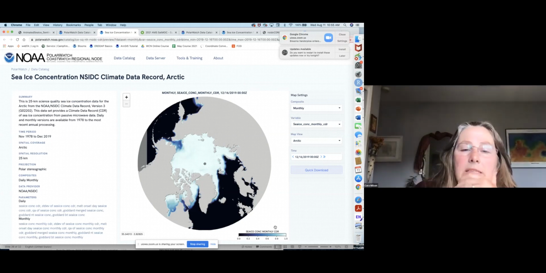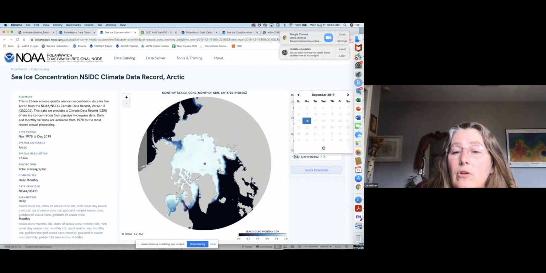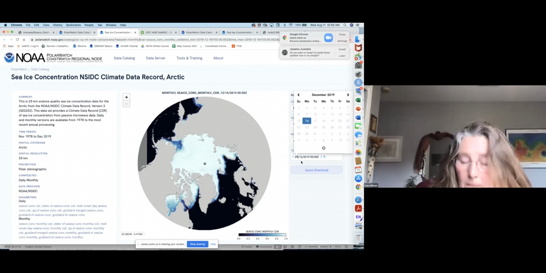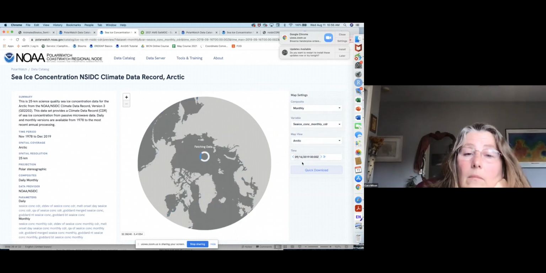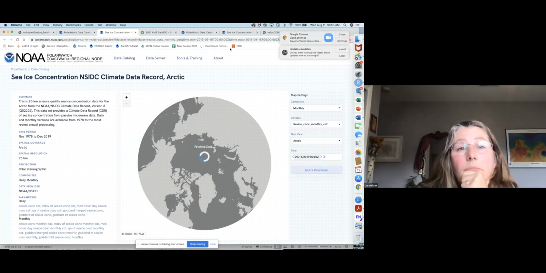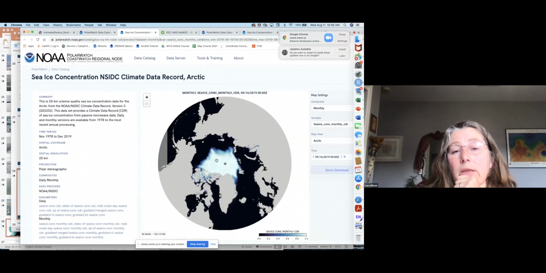So let's look at the differences in the minimum extent. As we were just talking about, that happens in September. So let's change this to, rather than December, let's look at September of this year. And so this is the minimum extent.